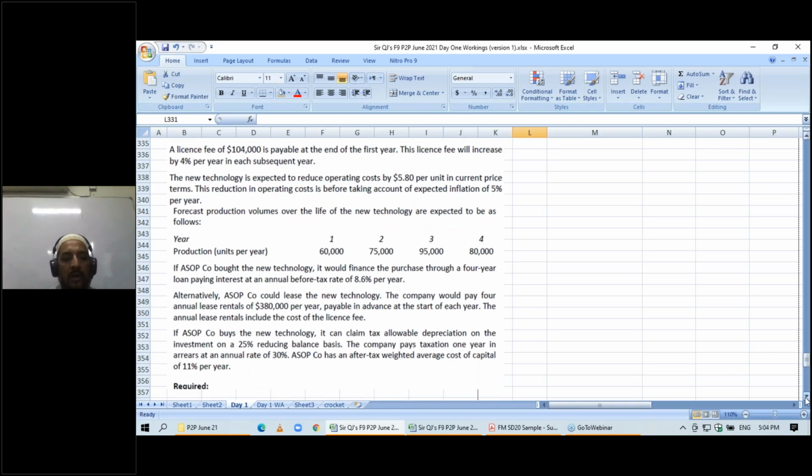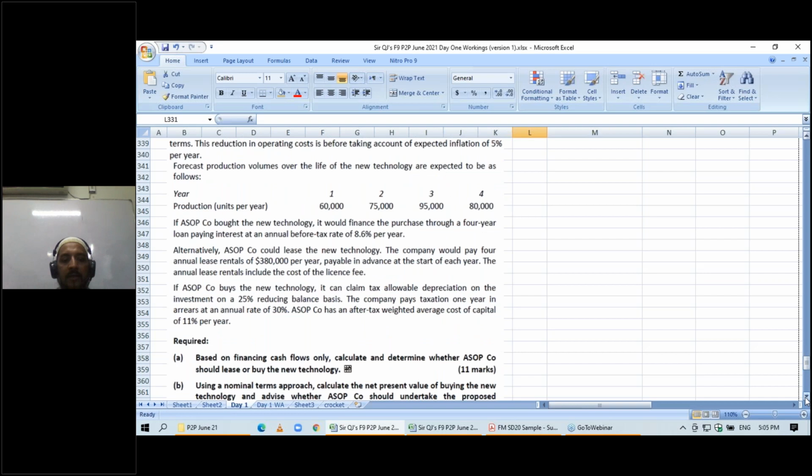Okay, students, the requirement of this question, the first requirement, this is an important requirement. Remember, students, the tendency of the examiner asking for capital rationing and asset replacement and lease or buy decisions has increased nowadays. So please do these properly.